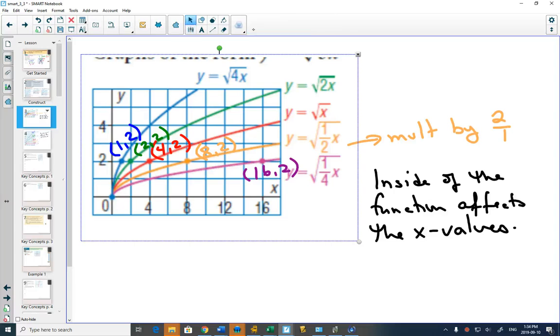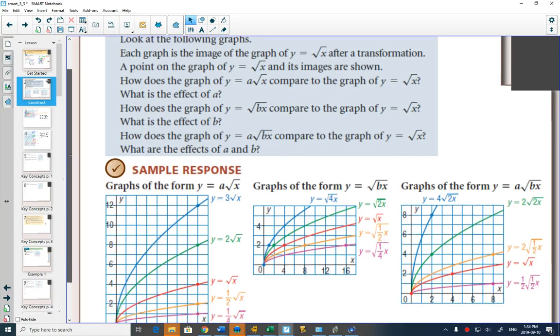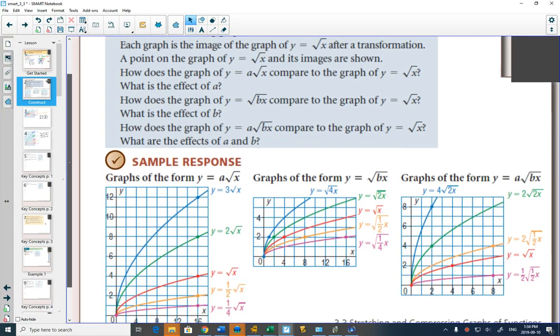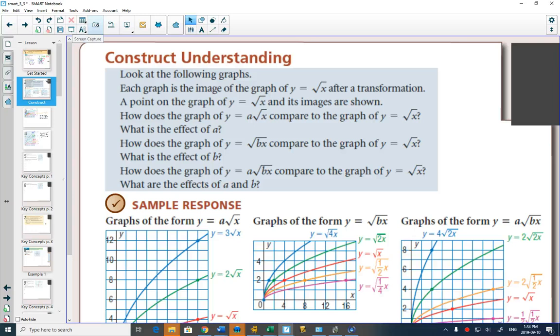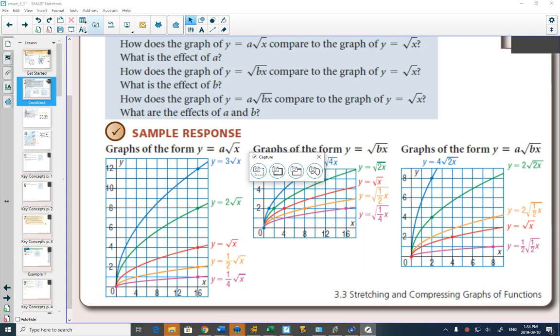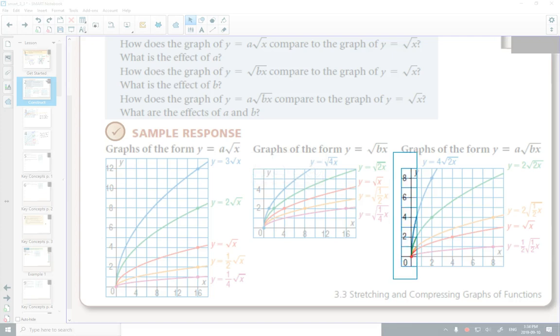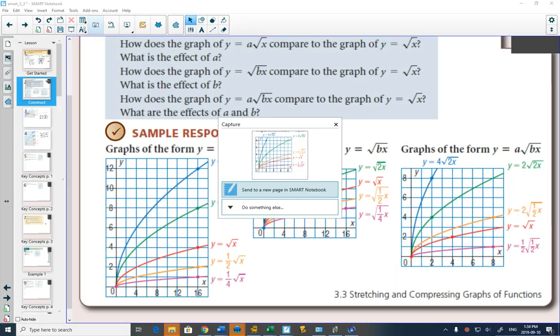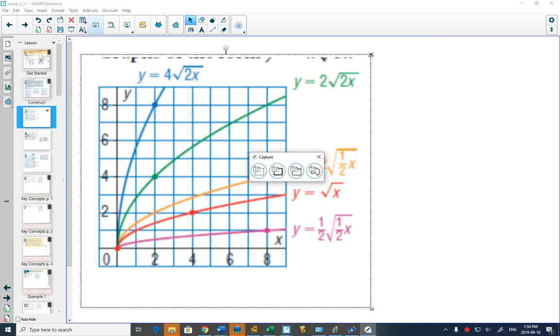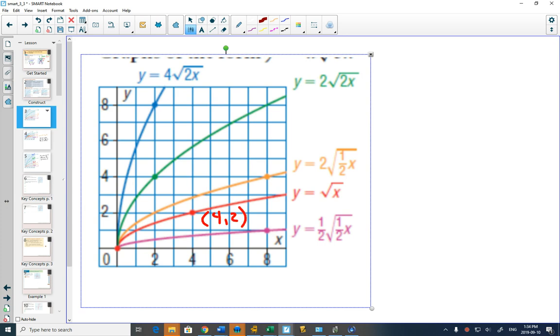Now, as we get to more complicated examples, which will happen in this third one, let me take out my camera again. On my original graph, they have the point 4 comma 2. And what we're going to start doing on our graphs to help us figure out where there's going to be a point is ask: what happens to 4 comma 2 when we have y equals 4 square root of 2x?